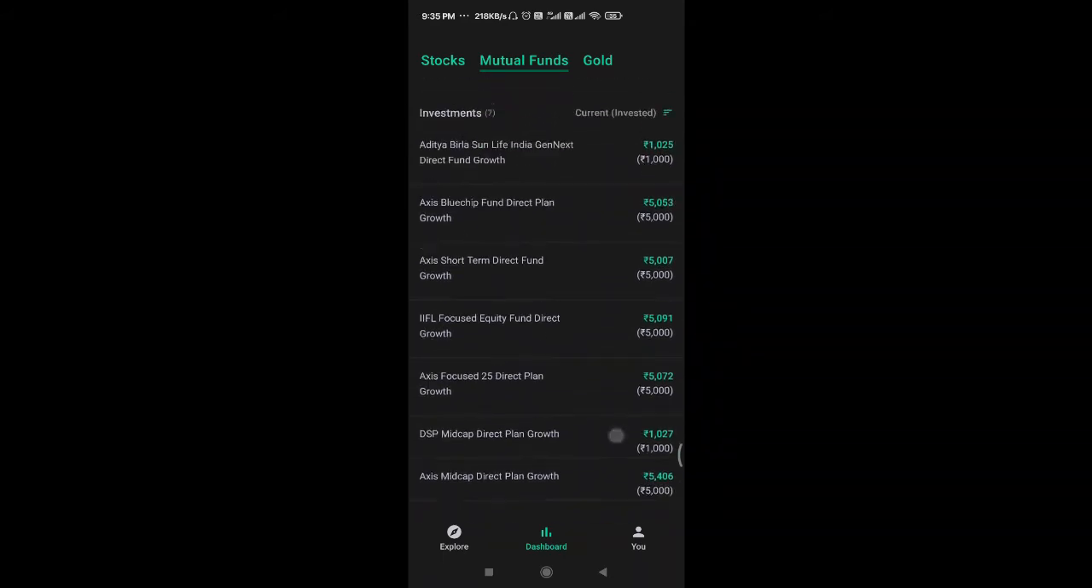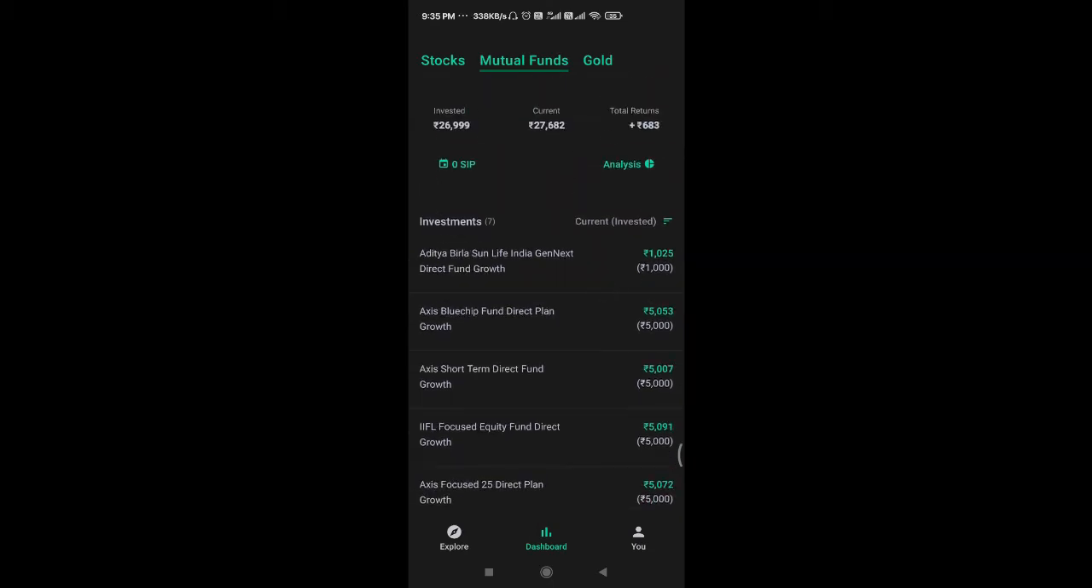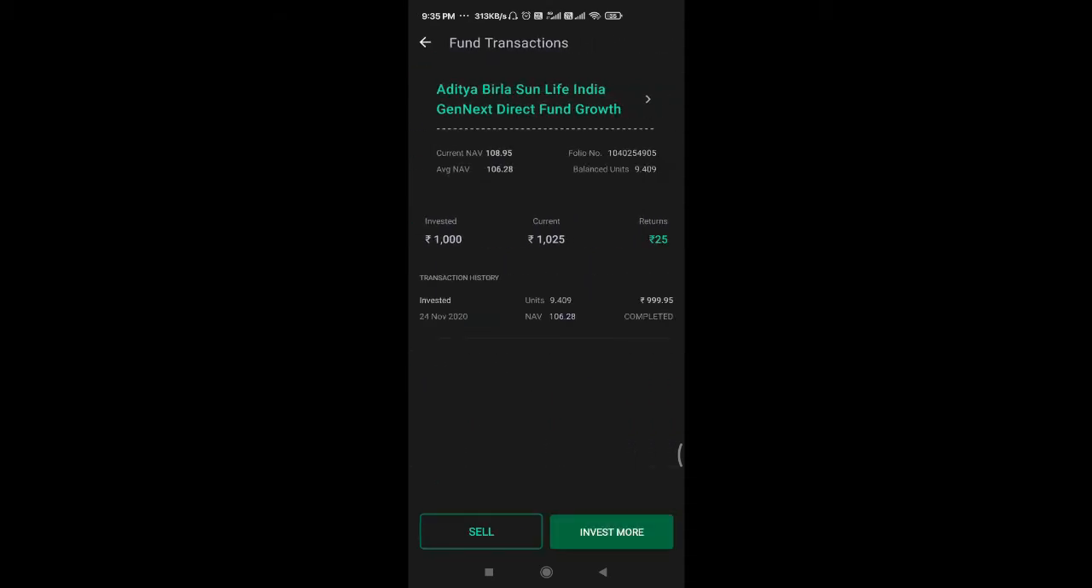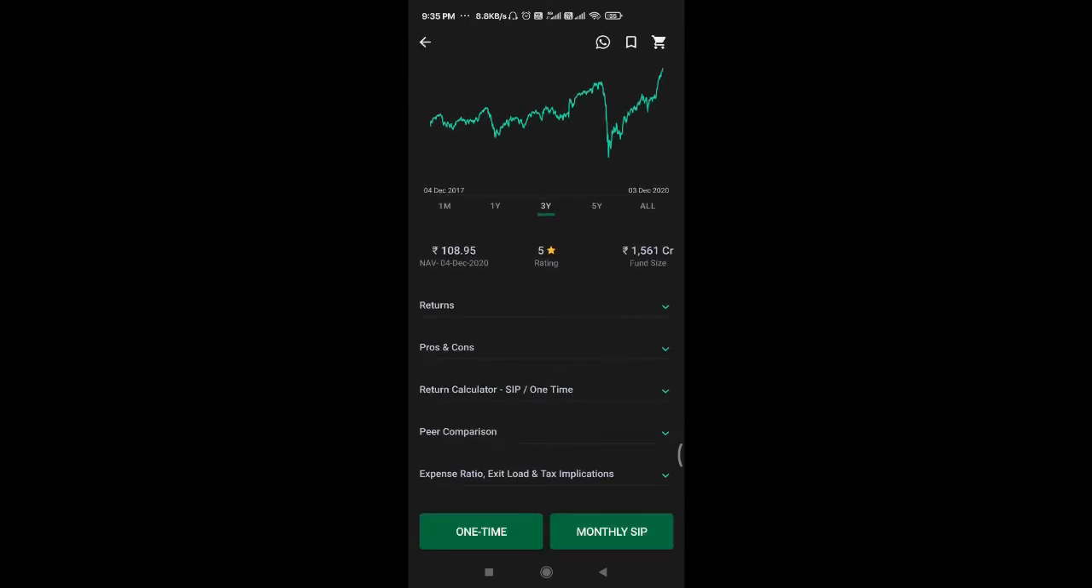Right now you can see that currently I am in the positive. So this is my current return. All this detail you will find. So it is very easy. If I click on any of these mutual funds, then you can notice that all the things will be available. So the interface is very similar, anyone can understand very easily.